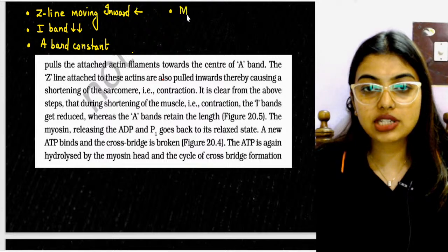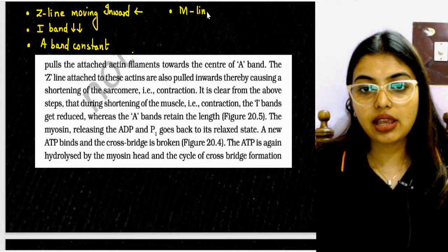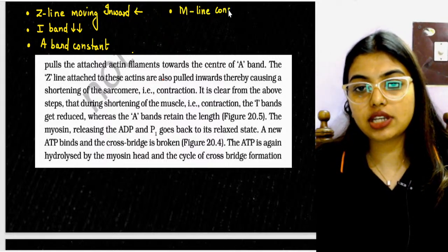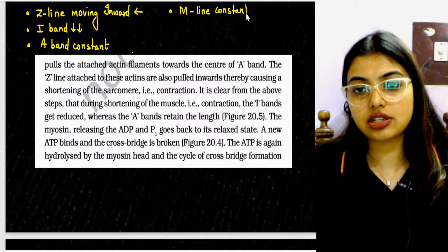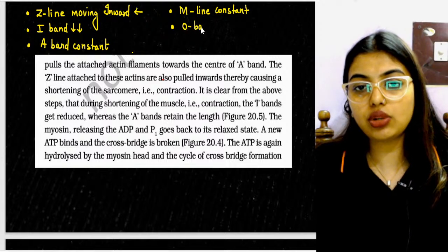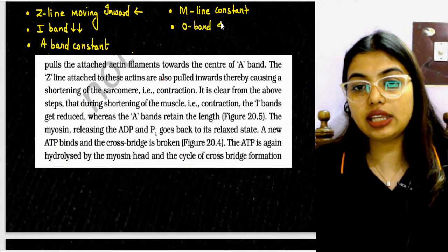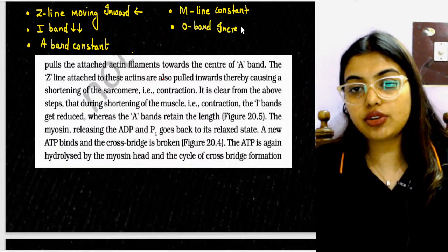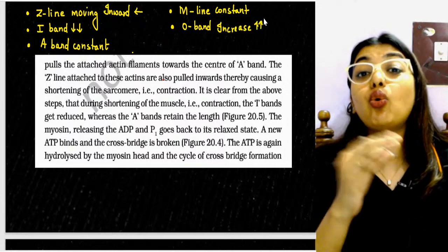Same way, one more stubborn person is going to be the M line. Even the M line is going to be constant, or unchanged. Then students, the O zone or your O band is the only fellow who is going to increase. Why? Because the O zone is an overlapping zone.